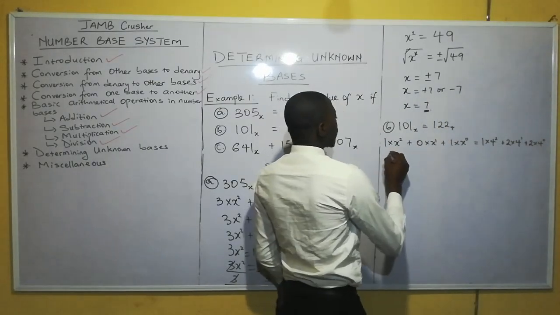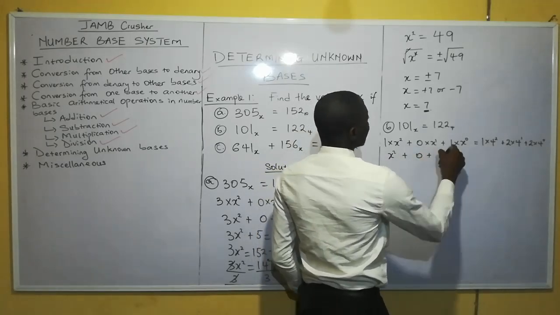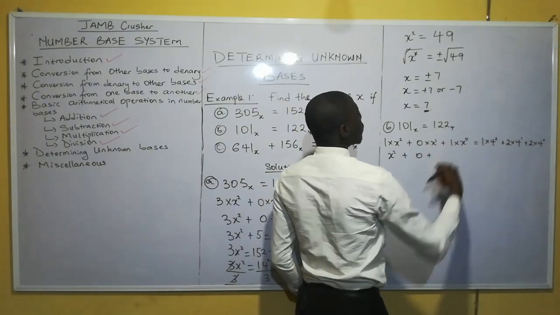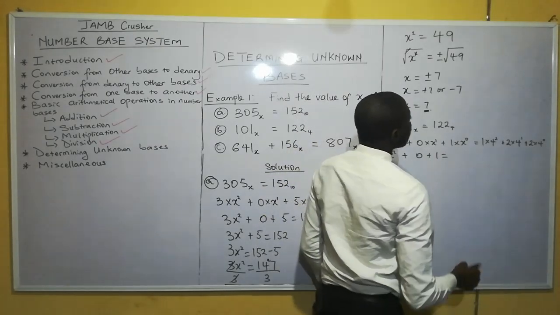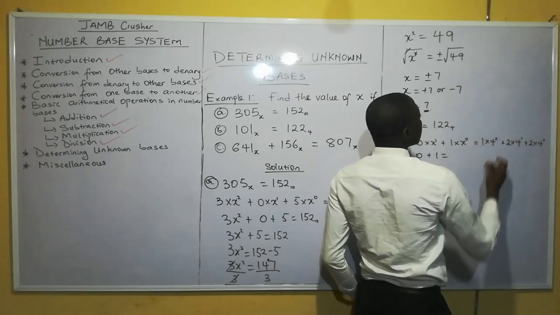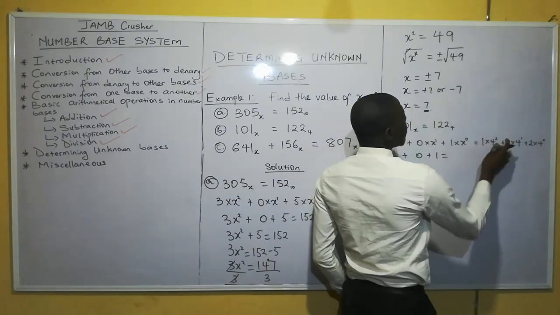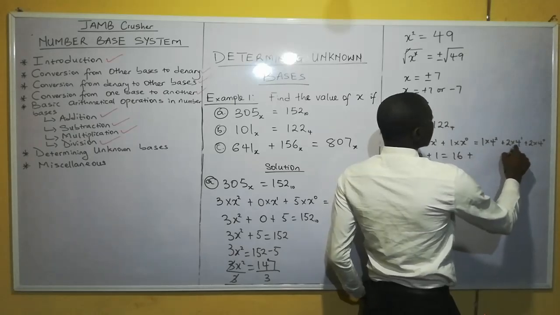Now 1 times x squared is still x squared, plus 0 times x is 0, plus 1 times x raised to power 0, which is 1. So 1 times 1 is 1, is equal to, then for this we have 1 times 4 squared. 4 squared is 16, and 1 times 16 is 16, plus 2 times 4 raised to power 1.